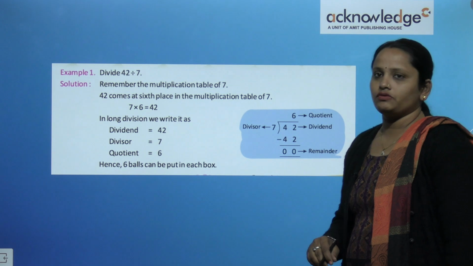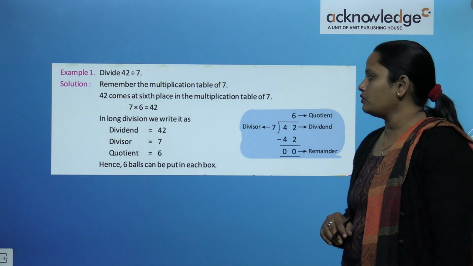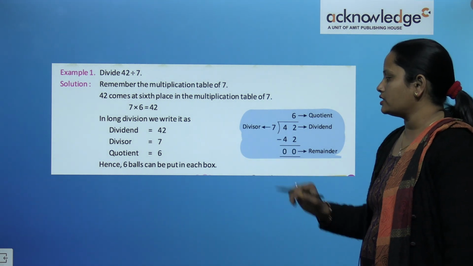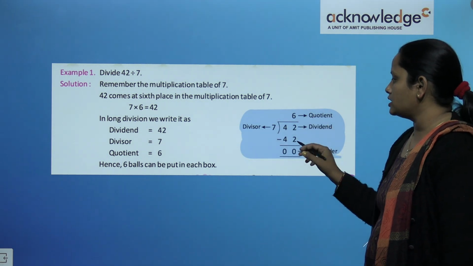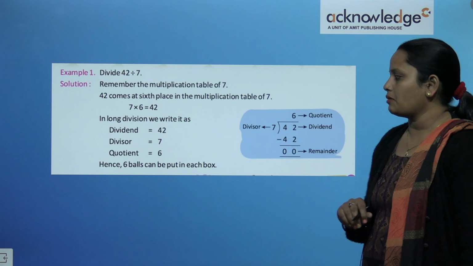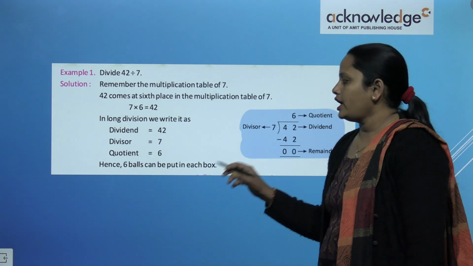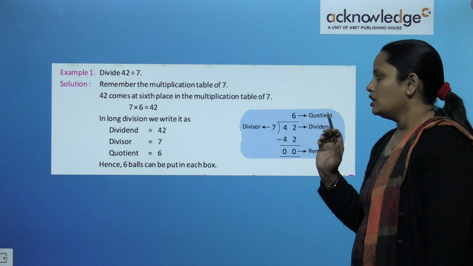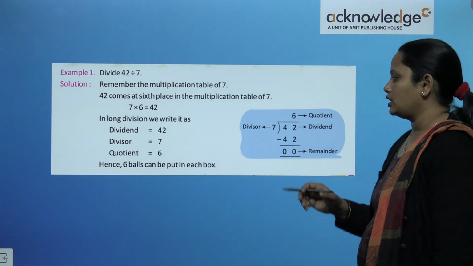So in the long division we write it as, जब हम long division में इसे लिखते हैं तो हम लिखते हैं 42 is the dividend, 7 is the divisor. अब जब 7 × 6 is 42, so यहाँ पे 6 है हमारा answer. Hence 6 balls can be put in each box. एक box में हम 6 balls को रख सकते हैं.